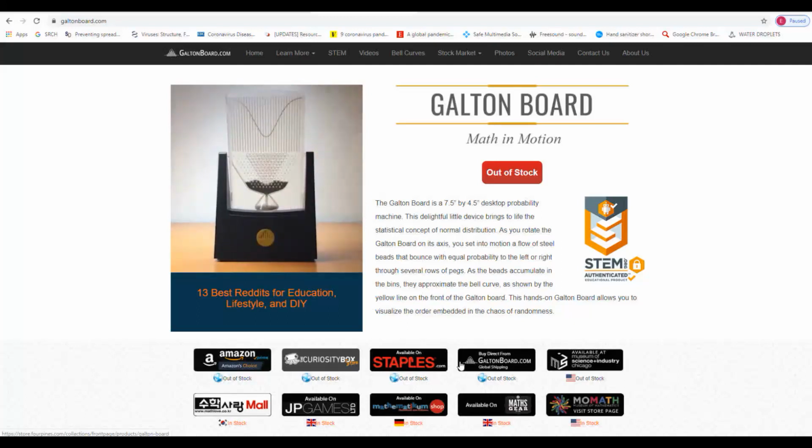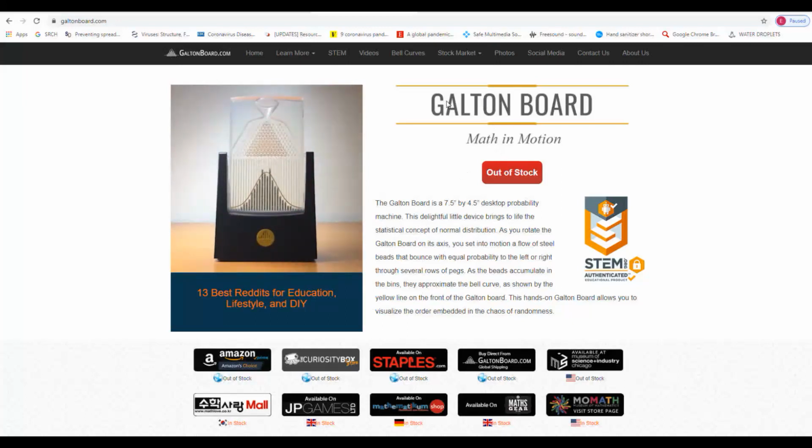What they're showing is a bunch of beads being dropped through a bunch of wire pegs, and they bounce down through the pegs into a pattern. The pattern is shown by this bell-shaped curve, and that bell-shaped curve is the normal distribution.